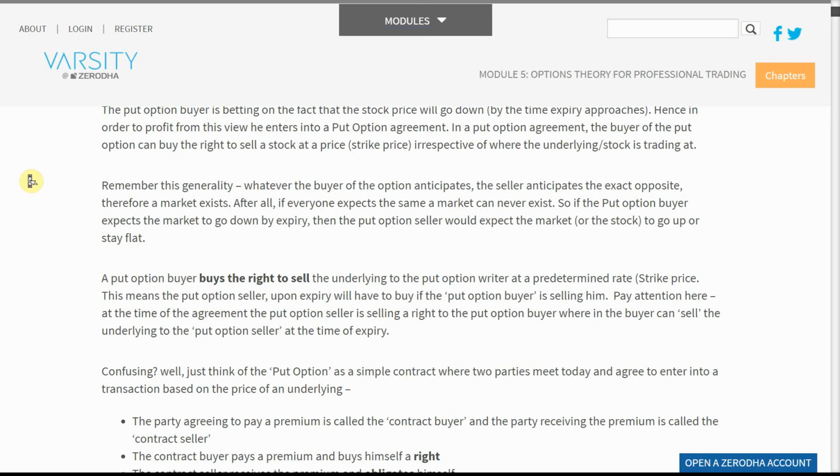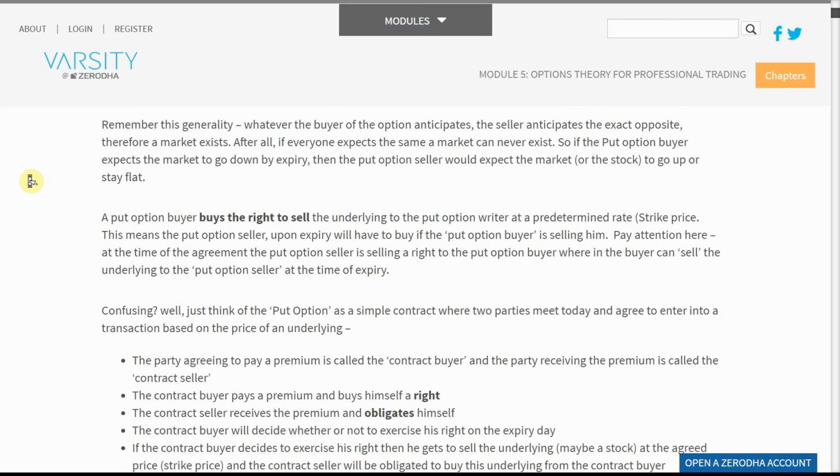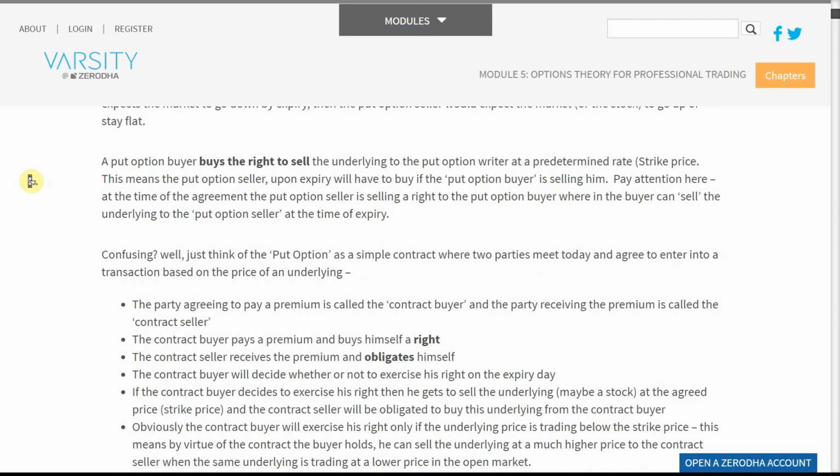So if the put option buyer expects the market to go down by expiry, then the put option seller would expect the market or the stock to go up or stay flat. A put option buyer buys the right to sell the underlying to the put option writer at a predetermined rate, the strike price. This means the put option seller, upon expiry, will have to buy if the put option buyer is selling to him. Pay attention here. At the time of the agreement, the put option seller is selling a right to the put option buyer, wherein the buyer can sell the underlying to the put option seller at the time of expiry.